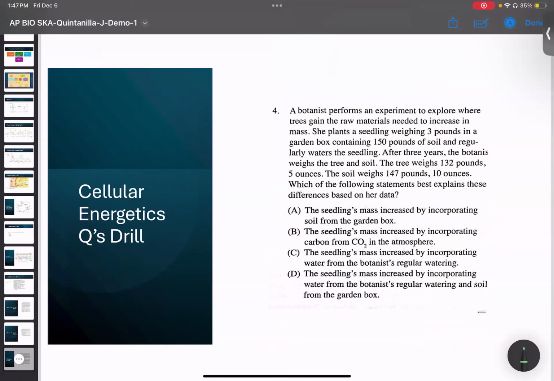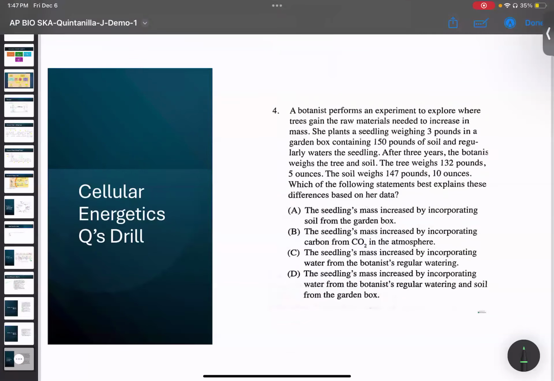She plants a seedling weighing 3 pounds in a garden box containing 150 pounds of soil and regularly waters the seedling. After 3 years, the botanist weighs the tree and soil. The tree weighs 132 pounds, 5 ounces. The soil weighs 147 pounds, 10 ounces. Which of the following statements best explains these differences based on her data?